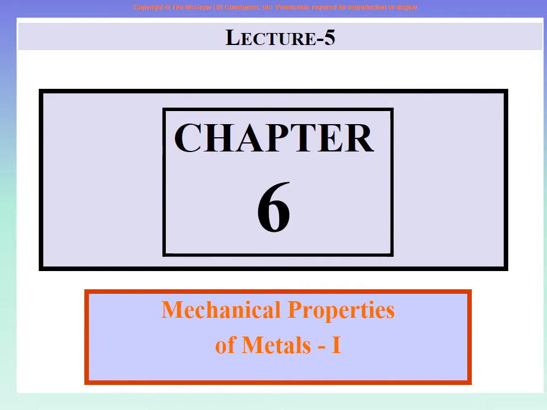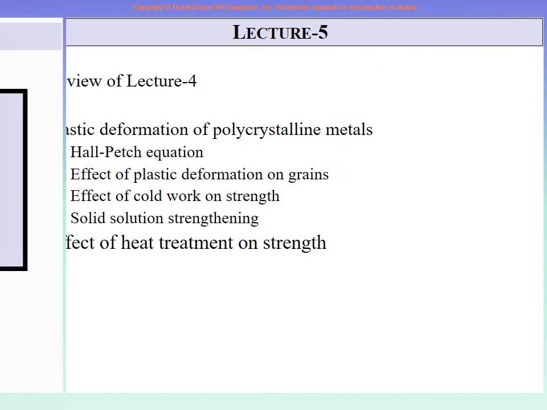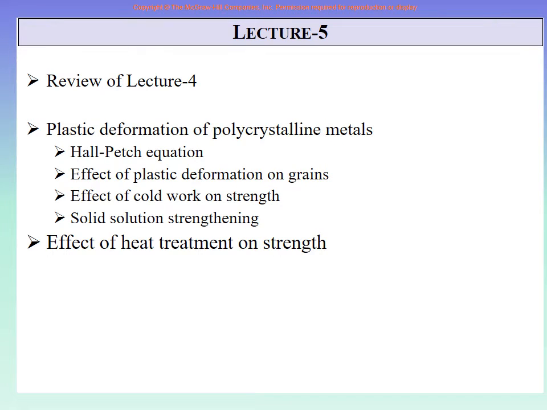We are still in mechanical properties of metals. It's a rather long chapter because it covers a lot of properties. We will of course review what we did in the last lecture, and then in today's lecture we will continue with plastic deformation of polycrystalline metals. We left off with the Hall-Petch equation. We will complete the discussion. Then we will go to effect of plastic deformation on grains, effect of cold work on strength, and solid solution strengthening. Towards the end, we will be doing effect of heat treatment on strength.